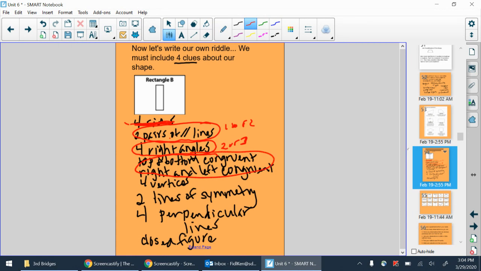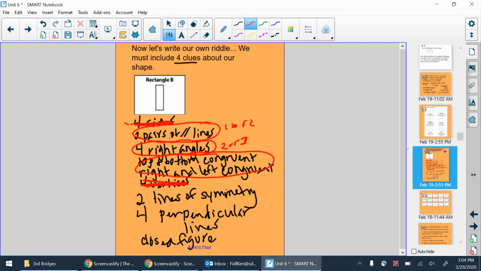Let's see, 4 vertices. That once again, that's very, very vague. I don't think that would help anybody, so I'm not going to use that one. I'm going to cross that one off. Let's see, I have 2 lines of symmetry, 4 perpendicular lines, and a closed figure.